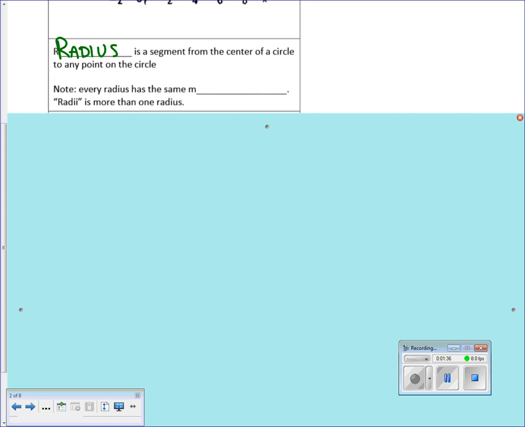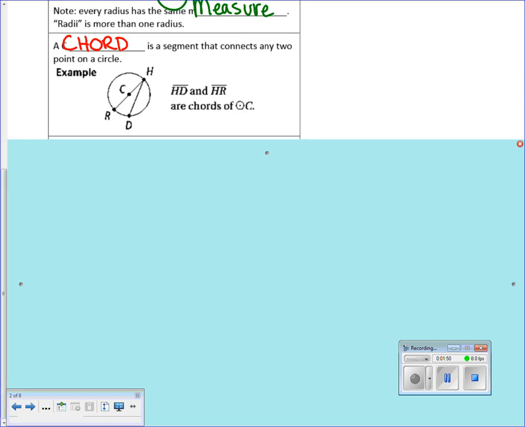All right, next word is radius. It's basically the segment from the center of the circle to any point on the circle. Every radius has the same measure. So there's a circle with a radius drawn. Next word is the word chord. A chord is a segment that connects any 2 points on the circle. So if I take and put 2 points on the circle and connect them, that's a chord. Here's a chord as well.